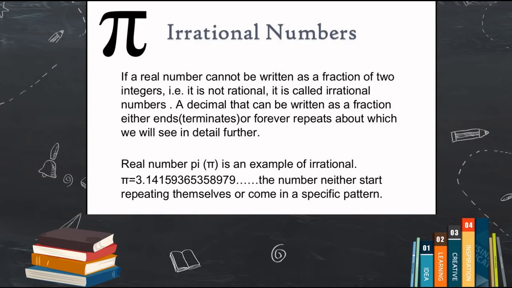So, irrational numbers. If a real number cannot be written as a fraction of two integers, that is, it is not rational, it is called an irrational number. A decimal that can be written as a fraction either ends, terminates, or forever repeats, about which will be seen in detail further. The real number pi is an example of an irrational number. The value of pi is 3.1415936535897. Oh, it's so long. The digits neither start repeating themselves nor come in a specific pattern.